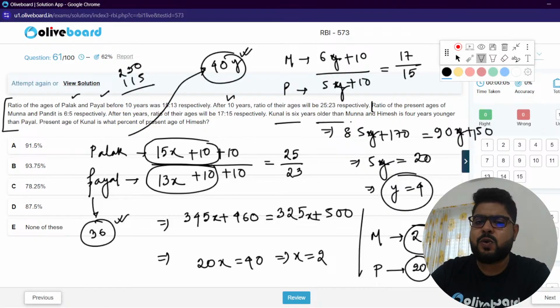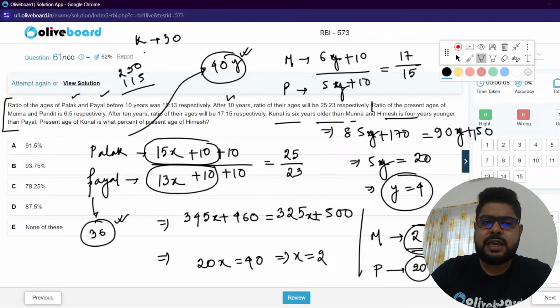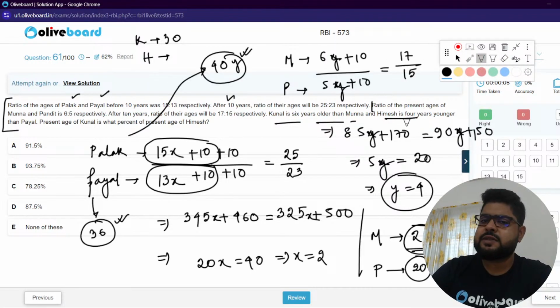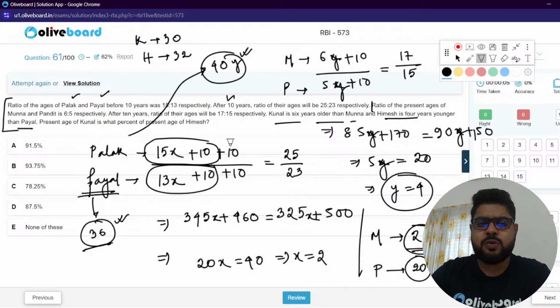Kunal is 6 years older than Munna, means 30. And Himesh is 4 years younger than whom? Wait a second, sir. Himesh is 4 years younger than Payal. Payal is this 36. 4 years younger means 32.